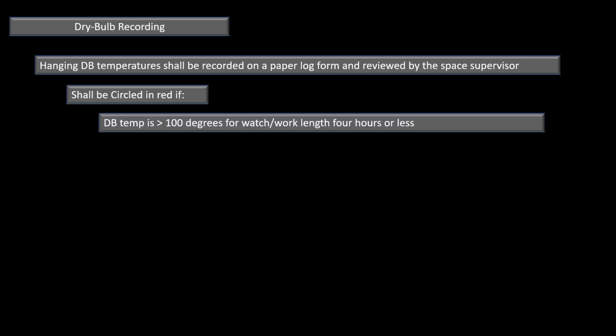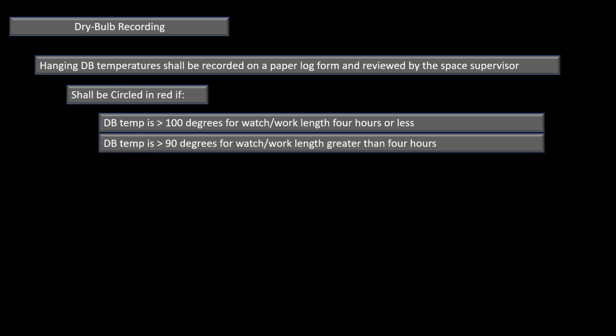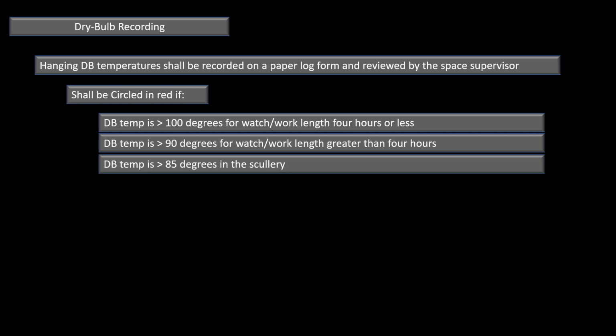Recording dry bulb temperatures. Hanging dry bulb temperatures shall be recorded on a paper log form and reviewed by the space supervisor. They're going to be circled in red if the dry bulb temperature is greater than 100 degrees for watch and work length 4 hours or less. All right, so if it's a space we're in 4 hours or less and it's greater than 100 degrees, we're going to circle it in red. It's going to be circled in red if the dry bulb temperature is greater than 90 degrees for watch work length greater than 4 hours. So if we're in the space greater than 4 hours, right? The dry bulb temperature is going to be circled if it's greater than 90 degrees. And then if the dry bulb is greater than 85 degrees in the scullery, we're going to go ahead and circle it in red as well.